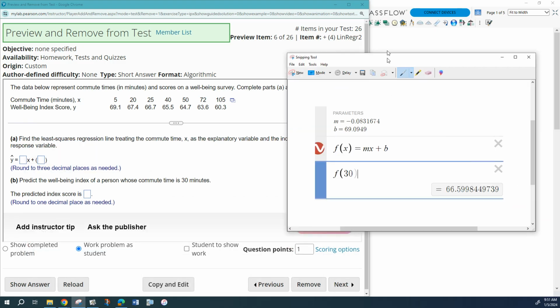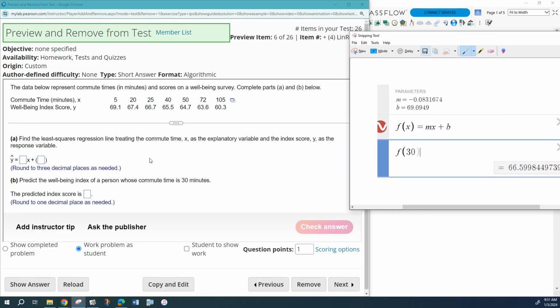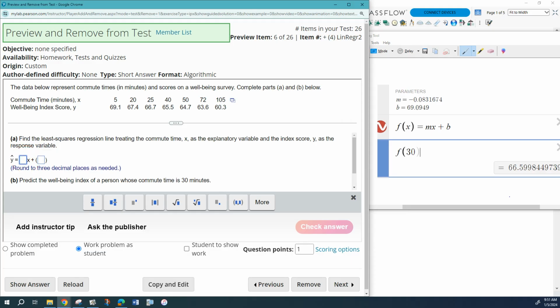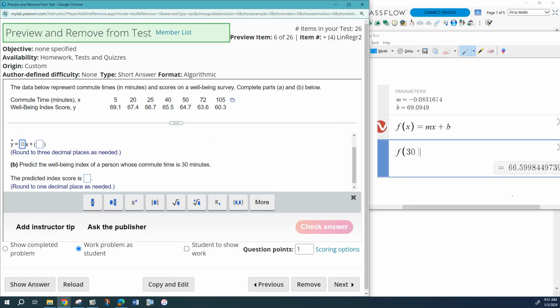Okay, so then what's that going to give me for my answer? So I'm going to round to 3 decimal places, so that's negative 0.083. And then my y-intercept is 69.095. Uh-oh, that's going to be a problem. Negative, okay. And then what's my predicted output?